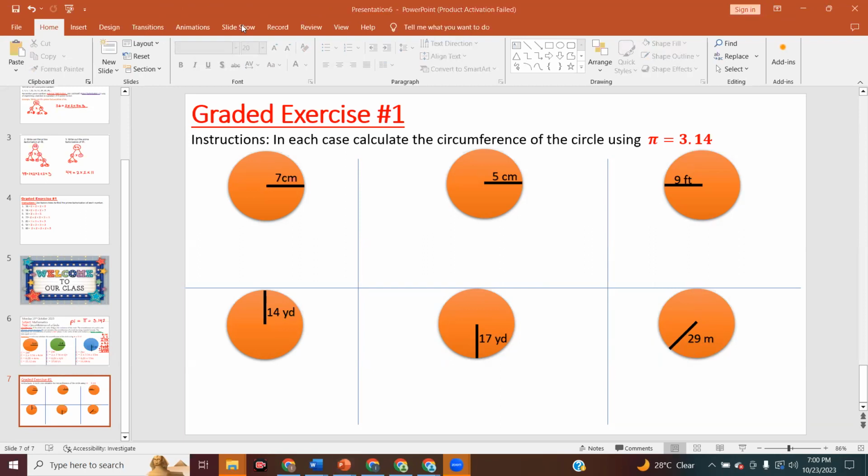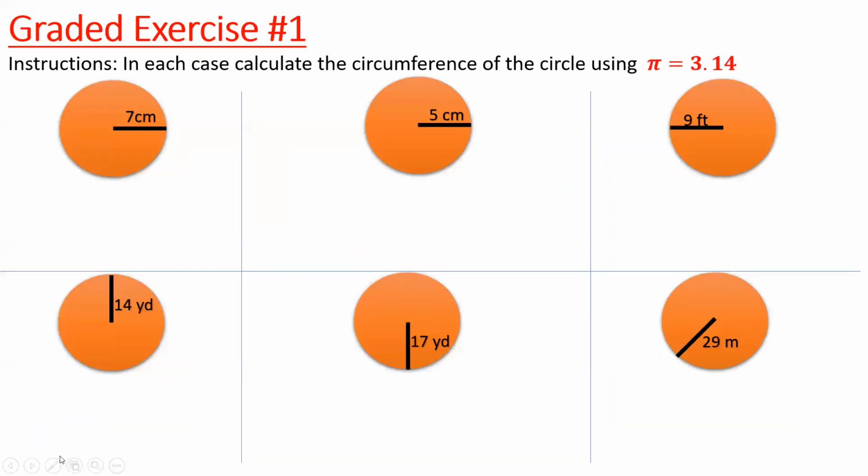All right, so let's label it. Let's say that this is 1. Let's say that this is 2. So this is 3. So this is 4, 5, 6. All right, in each case, use the formula, and pi is equal to 3.14, to calculate the circumference of each circle.